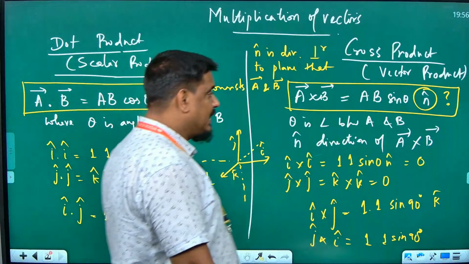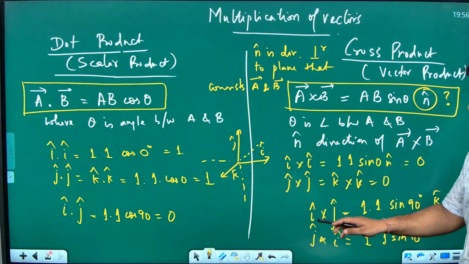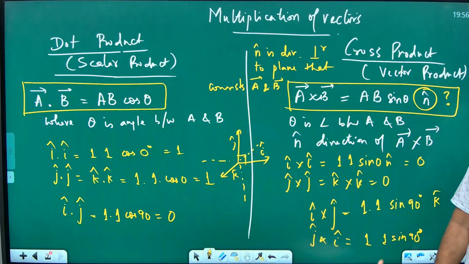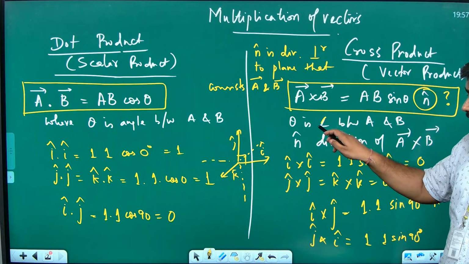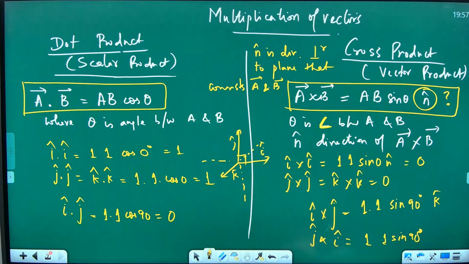Theta is the angle between A and B. So i and j, what is the angle between them? 90 degrees. This is called the angle. Theta is the angle between A and B. Two definitions: the n cap is the direction of A cross B, that is also true. See here, A cross B, I am writing AB sin theta, no. This is its magnitude and its n cap is the direction.